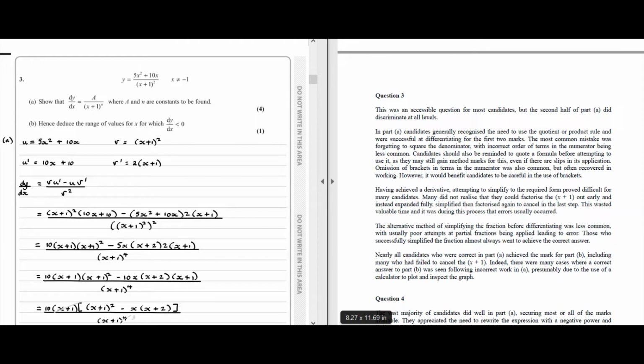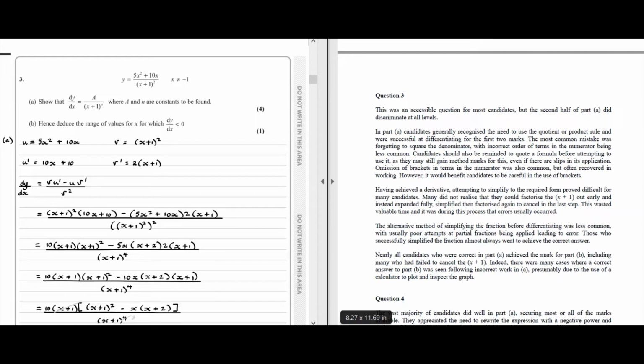Question number 3. For part A we had to use the quotient rule. This was an accessible question for most candidates, but the second half of part A did discriminate at all levels. In part A, candidates generally recognised the need to use the quotient or product rule and were successful at differentiating for the first 2 marks.